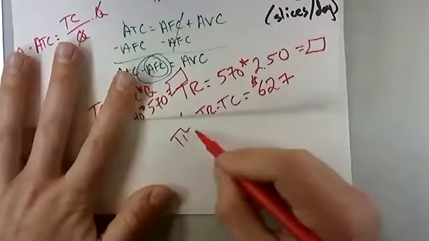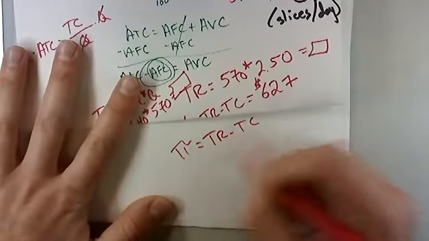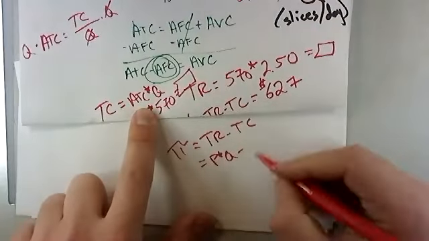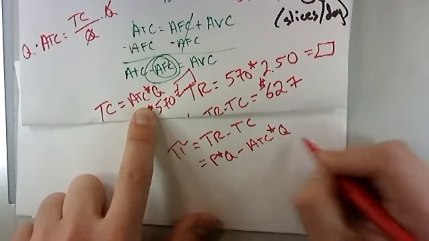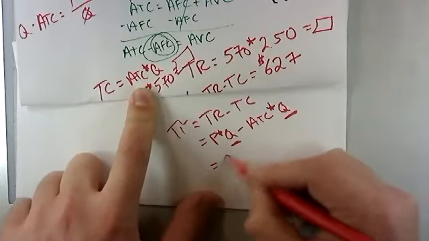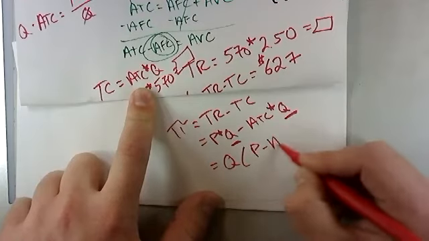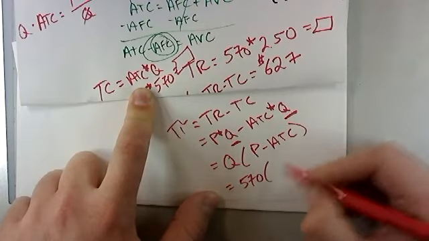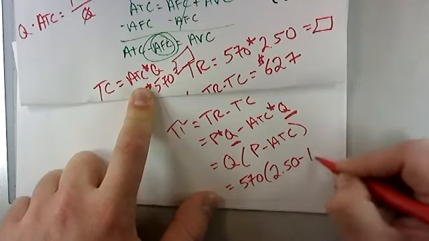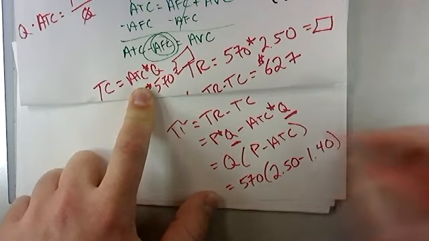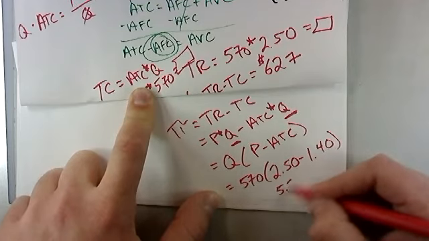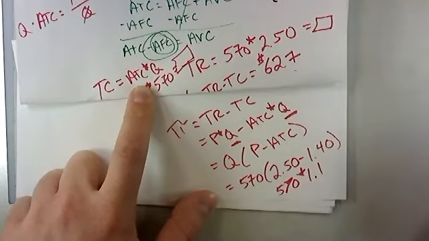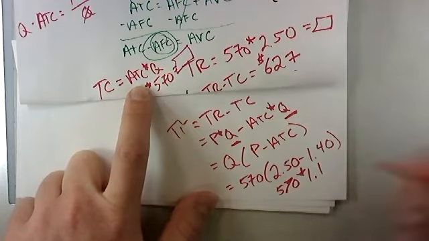So profit is equal to total revenue minus total cost. Total revenue is P times Q. Total cost is ATC times Q. These are the common elements. So we end up doing 570 times 250 minus 140, which is 1.1, right? 570 times 1.1, which gives us the 627. 570 plus 57.